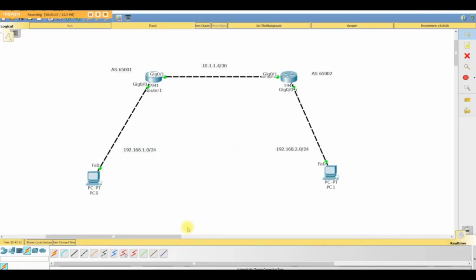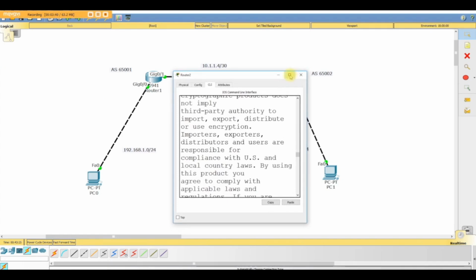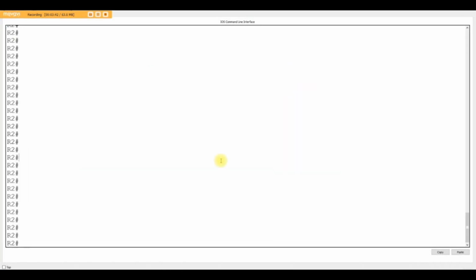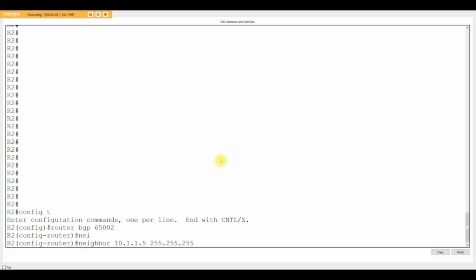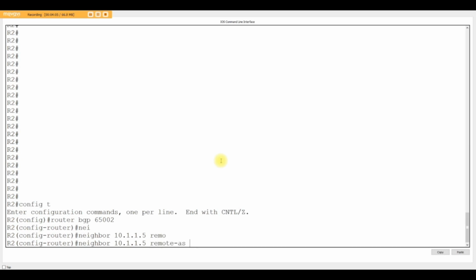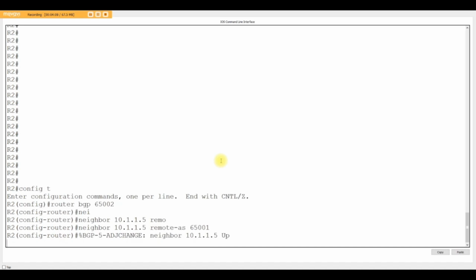So let's go ahead and go to router 2. We'll do the same thing here. Config t, router bgp 65002, neighbor 10.1.1.5. No, we are so used to the old ones. Then we go remote-as, and that AS is 65001. And you see it immediately came up.